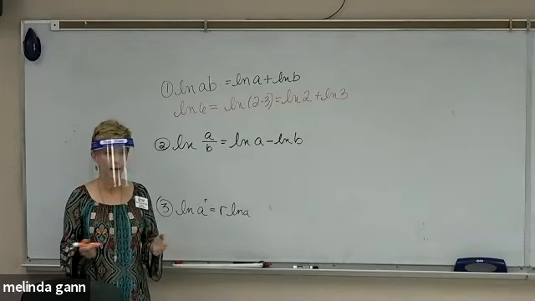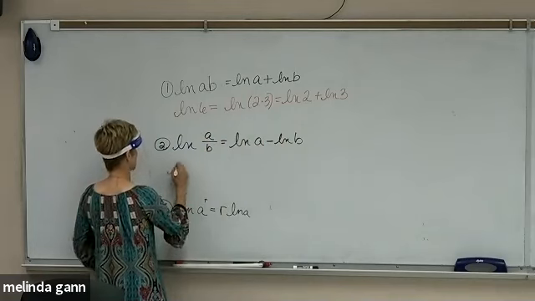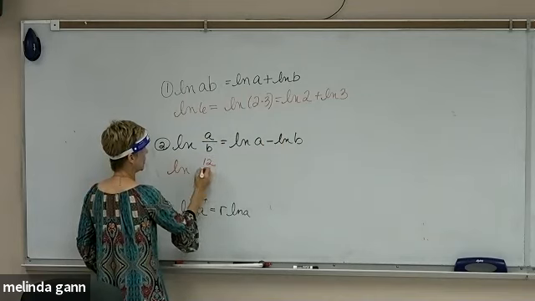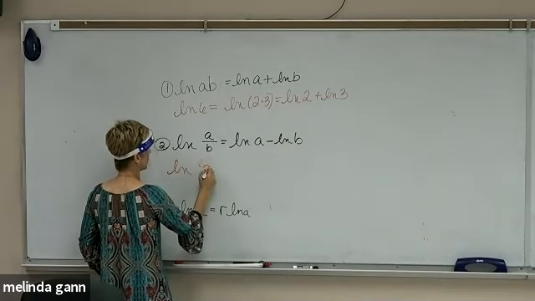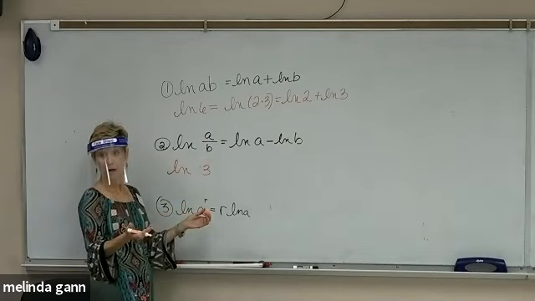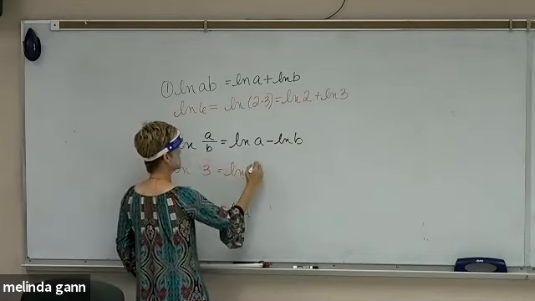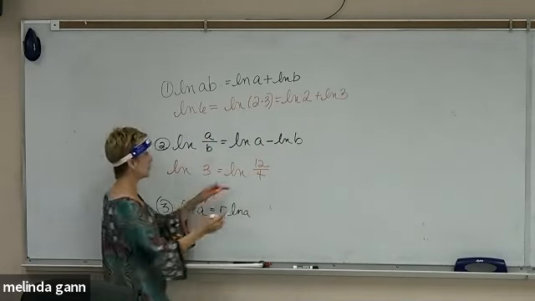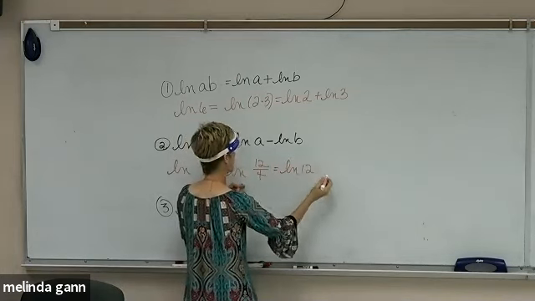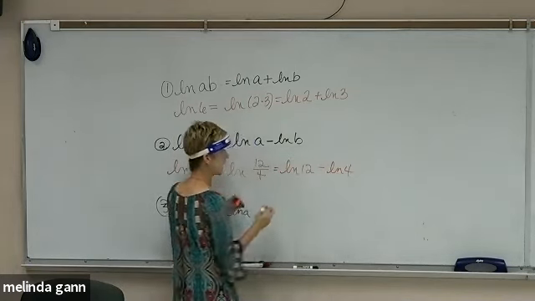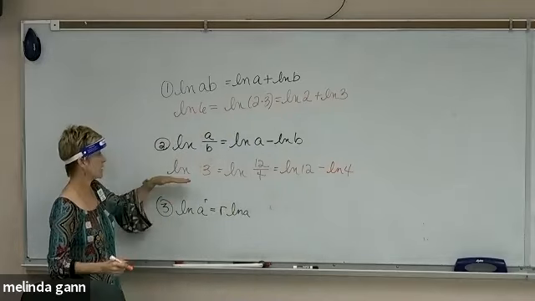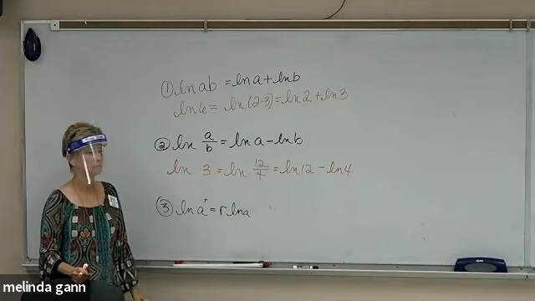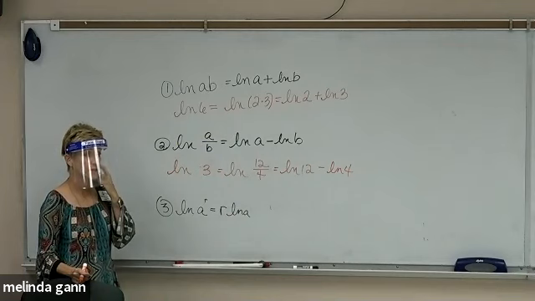Work? All right, now, what about this one? What if you have the natural log of 12 divided by 4? Is that the same as the natural log of 3? Yes. So if I find the natural log of 12 and the natural log of 4 and subtract them, I better get the same answer as the natural log of 3. So check that and verify it with your calculator and see if it works.